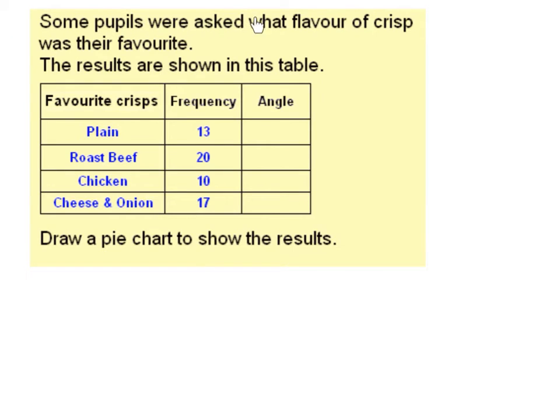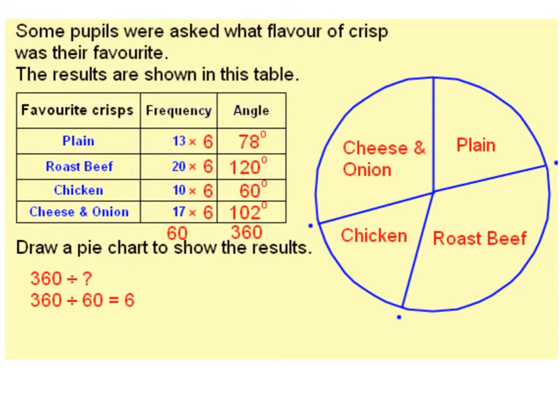Some pupils were asked what flavour of crisp was their favourite. The results are shown in this table. So 13 people like plain crisps, 20 people like roast beef, 10 people like chicken, and 17 people like cheese and onion. Draw a pie chart to show the results. So again, we start off by adding up the frequencies. 13 plus 20 plus 10 plus 17 gives us 60. So the total frequency is 60.